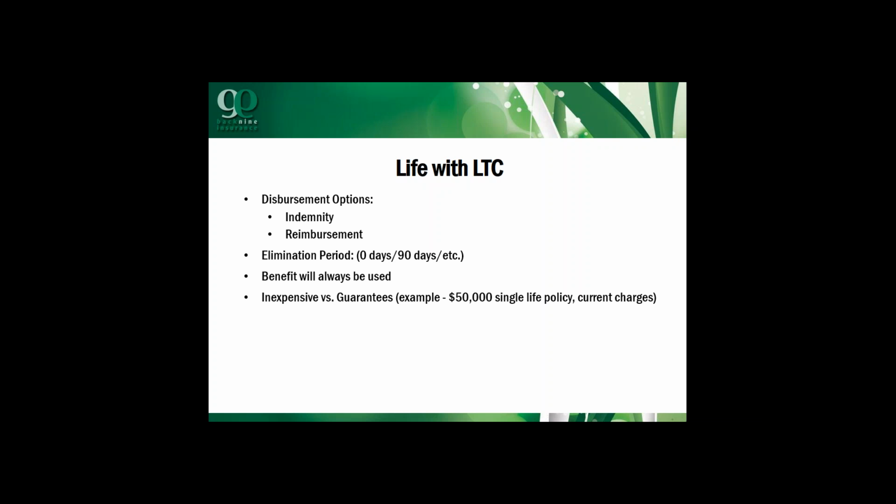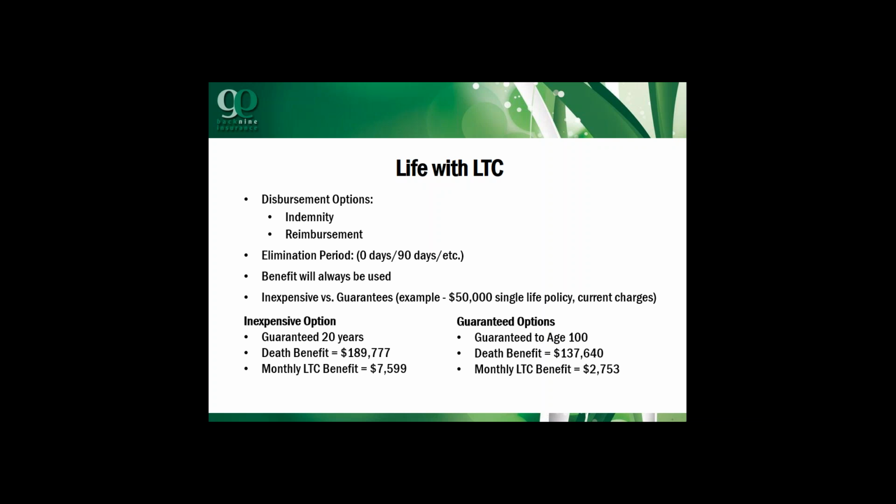The two examples I have here are an inexpensive versus guaranteed option. The inexpensive option is guaranteed for 20 years, while the guaranteed option is guaranteed for 40 years or to age 100. You can see that the inexpensive option is going to give you a larger death benefit, which in turn will allow you to take a larger monthly benefit, whereas the guaranteed option has a smaller death benefit and a smaller monthly benefit.